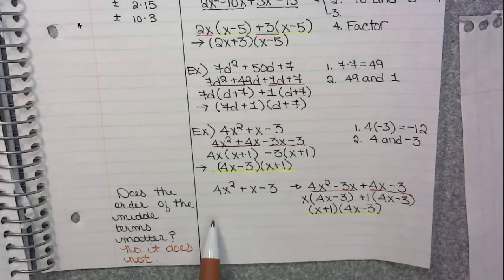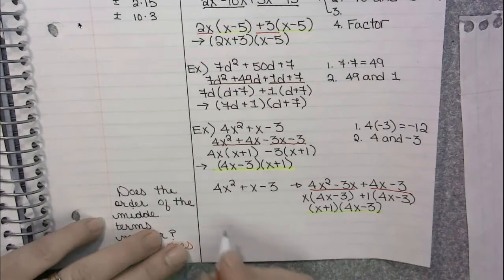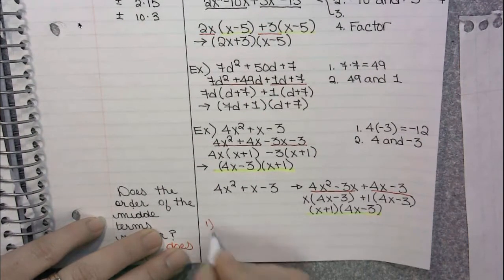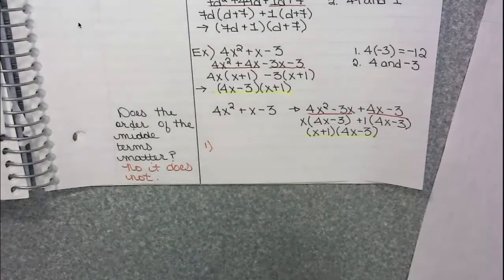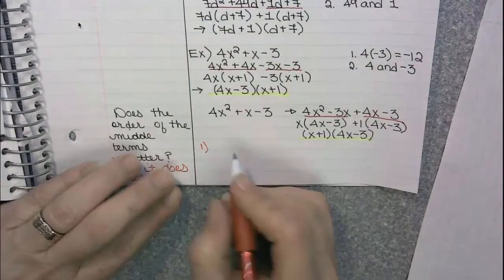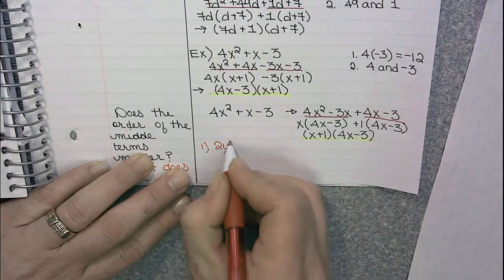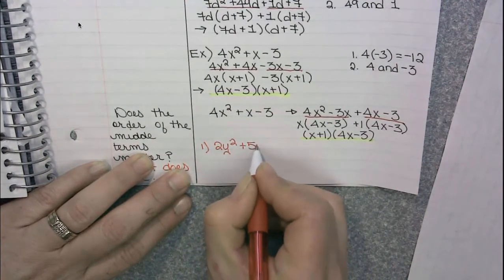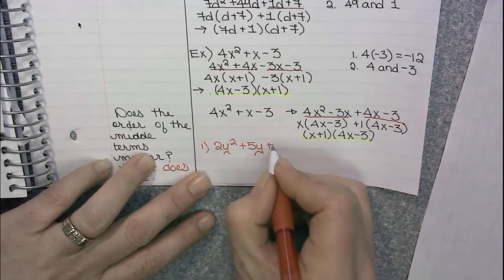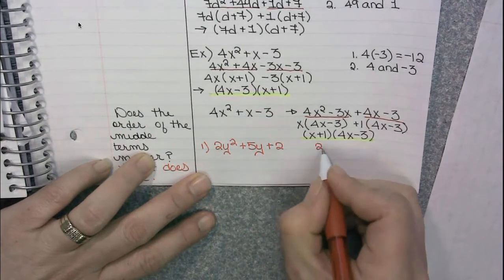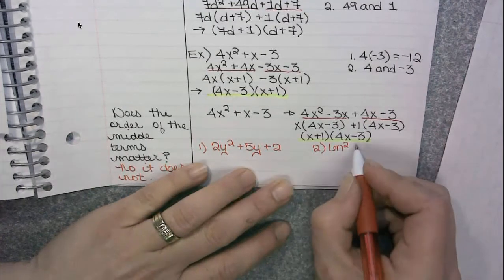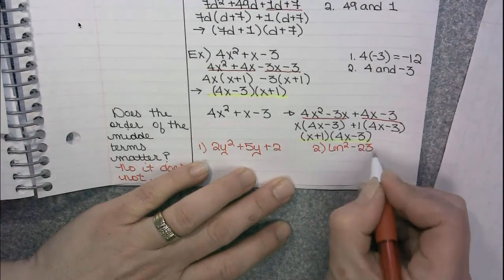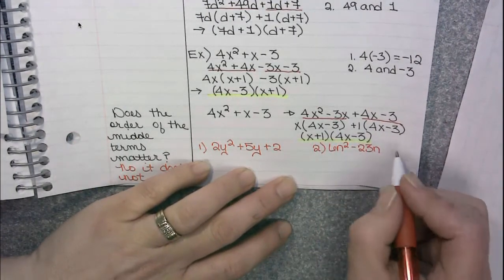You're going to need to leave some space when you get to class. We're going to do some examples together. We can write those down. So let's look at, we'll do 2y squared plus 5y plus 2, 6n squared minus 23n plus 7.